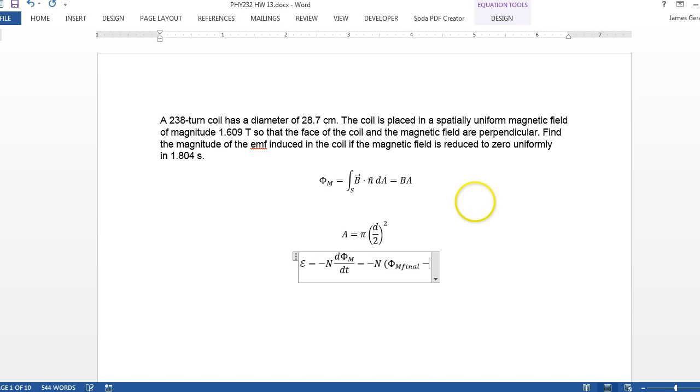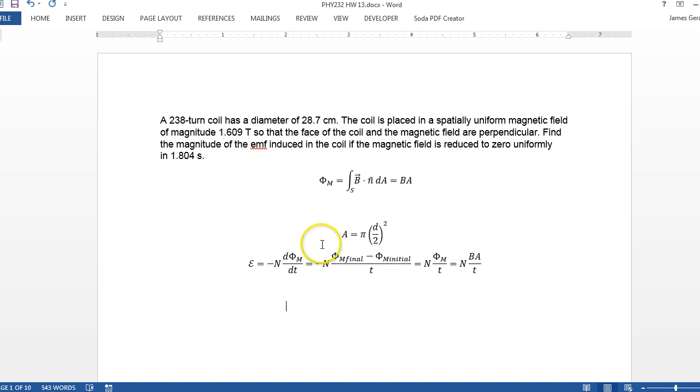final, minus our magnetic flux at the beginning, initial, over time, since it changes uniformly. And the magnetic flux at the end is 0, right? So this is just going to be minus times a minus, so it's going to be plus N times our magnetic flux to begin with, divided by the amount of time it takes, which is just N times BA over the time.